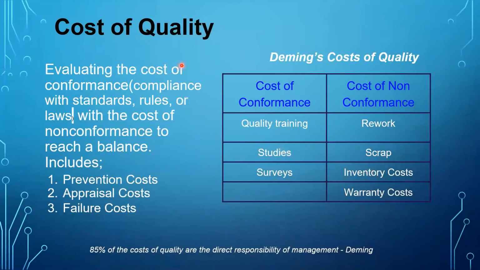Let us see one of the most important tools, cost of quality. Cost of quality is defined as a methodology that allows an organization to determine the extent to which its resources are used for activities that prevent poor quality, that appraise the quality of the organization's products or services, and that result from internal and external failures. Cost of quality evaluates the cost of conformance against the cost of non-conformance to reach a balance. Cost of conformance includes quality training, studies, and service. Cost of non-conformance includes rework, scrap, inventory cost, and warranty cost. Deming says that 85% of cost of quality is a direct responsibility of management.